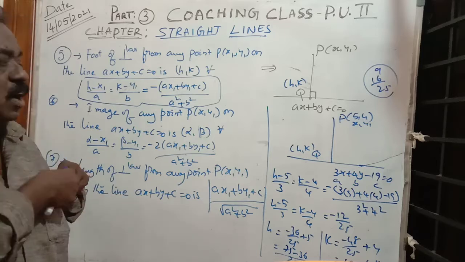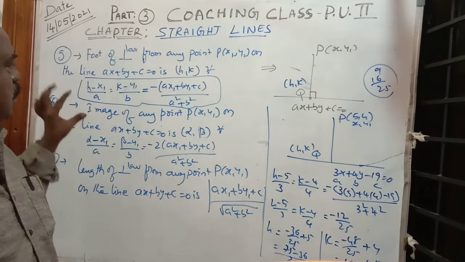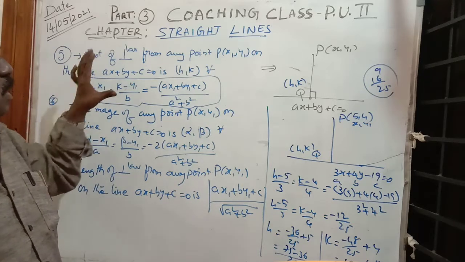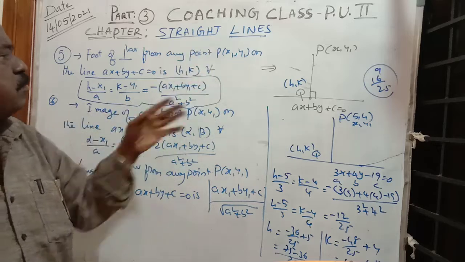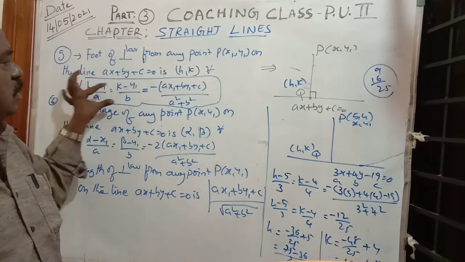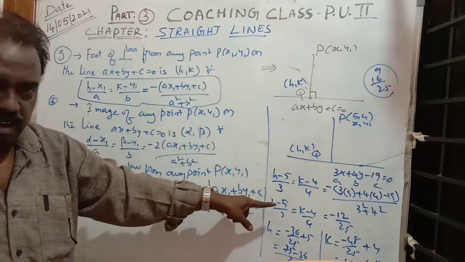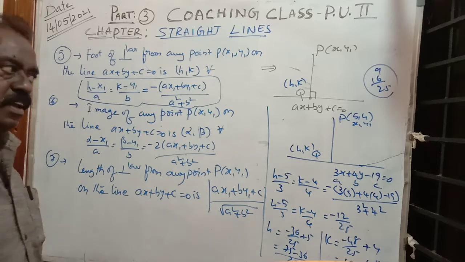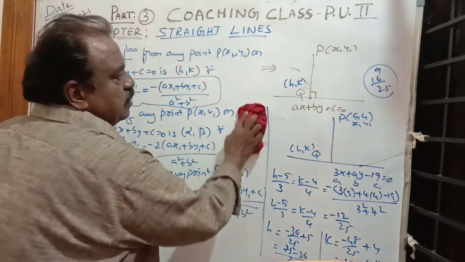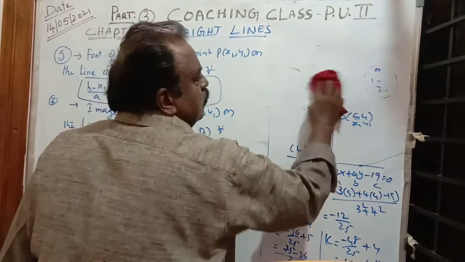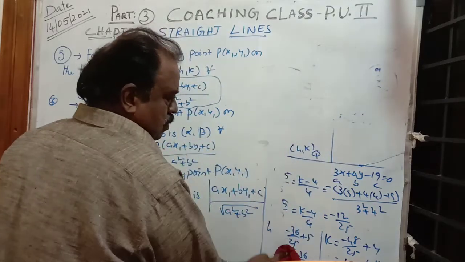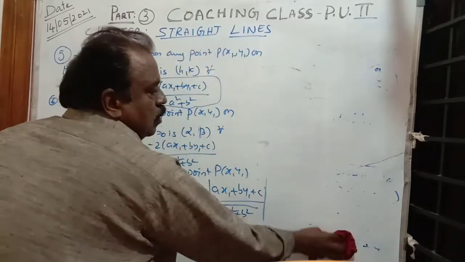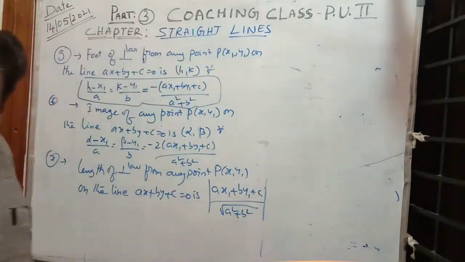We will clearly solve it in the exercise problems. Don't confuse them. This is the foot of the perpendicular. It's a very nice problem: the foot of the perpendicular from any given point on any given line using this formula. Is it clear? We'll come again in the exercise. Many problems are there, we will solve them. So this is the formula.